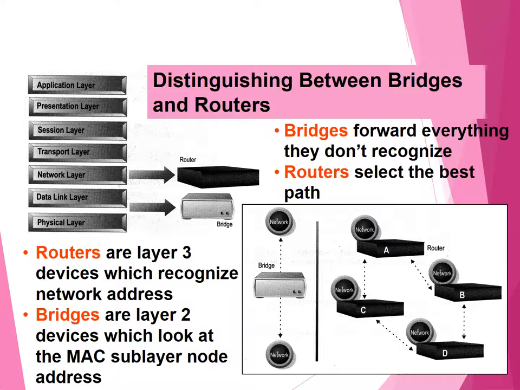Distinguishing between bridges and routers, in terms of the layers: application, presentation, session, transport, network, data link, physical. Bridges forward everything; they do not recognize routes or select the best path. Routers are layer 3 devices which recognize network addresses. Bridges are layer 2 devices which look at the MAC sublayer node address. Network, bridge, router, A, B, C, D.